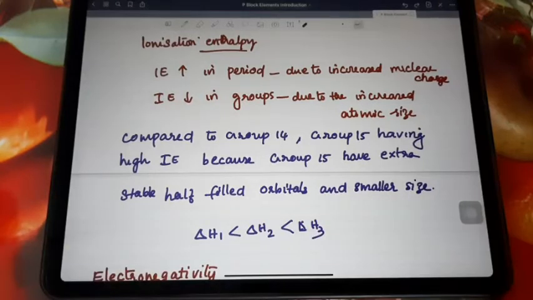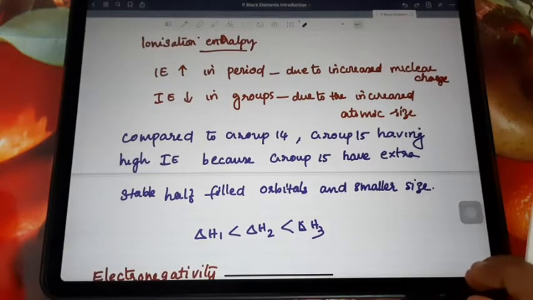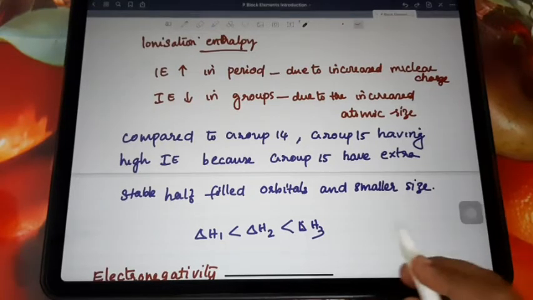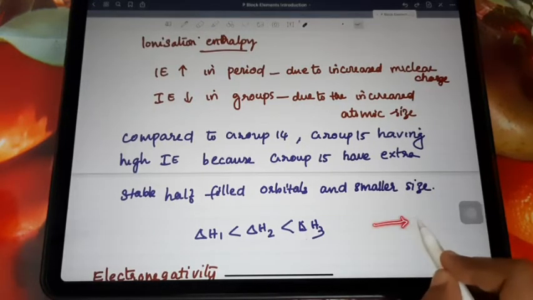Then we studied in the earlier classes about first ionization energy, second ionization energy and third ionization energy. First ionization energy means one electron removal. When we remove one electron, the energy used for that is the first ionization energy.